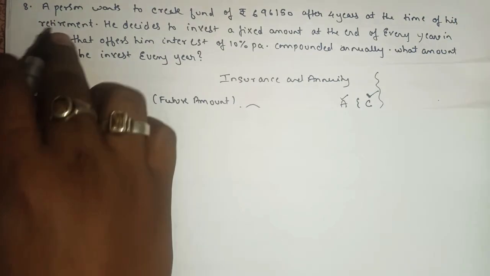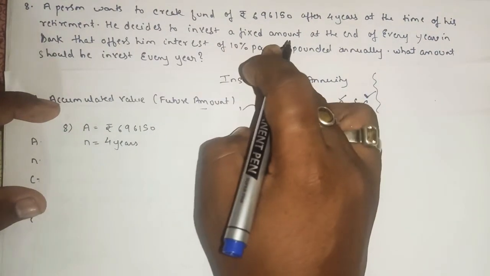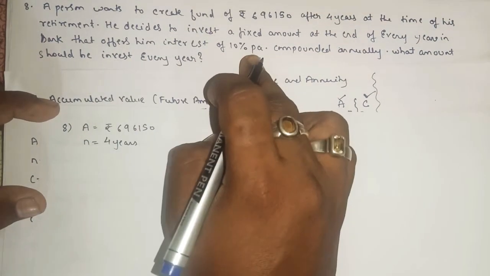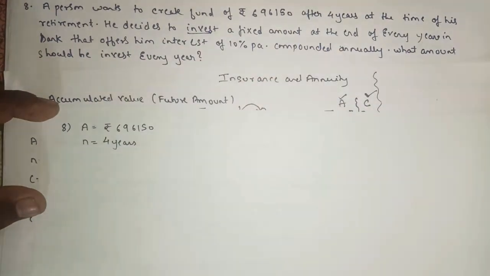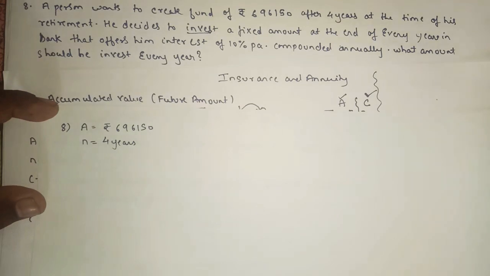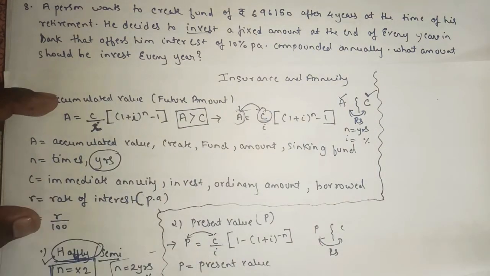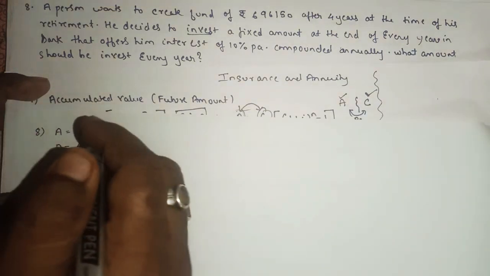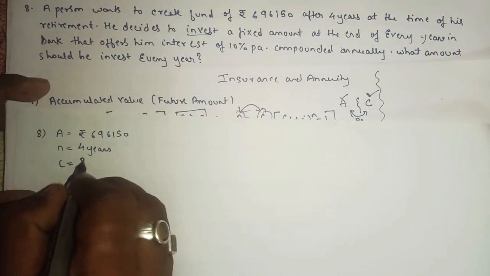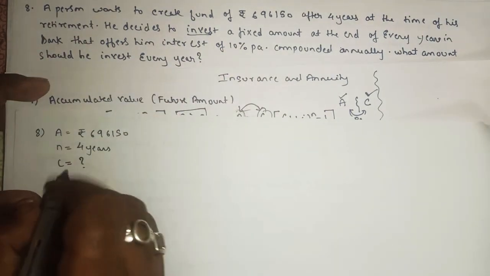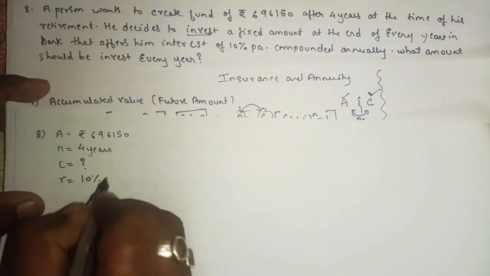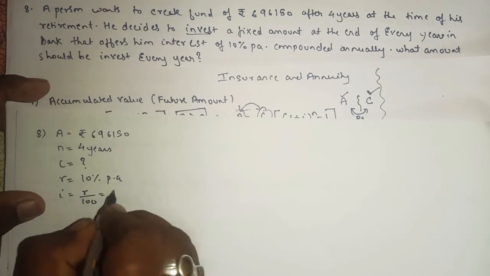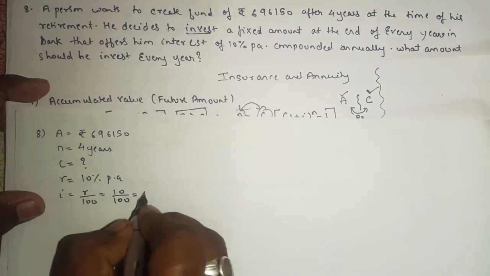At the time of his retirement, he decided to invest a fixed amount at the end of every year in a bank that offers him interest of 10% per annum. From the word invest, we come to know that it is C. So here we have to find C, yes or no. The bank offers a rate of interest of 10% per annum, so i equals r upon 100, 10 upon 100, which is 0.1.